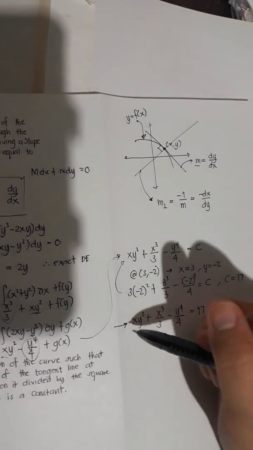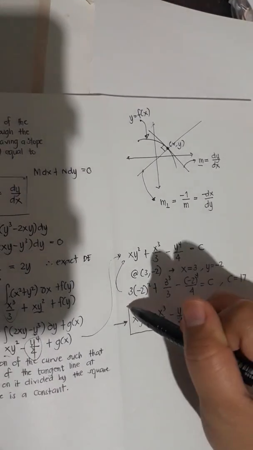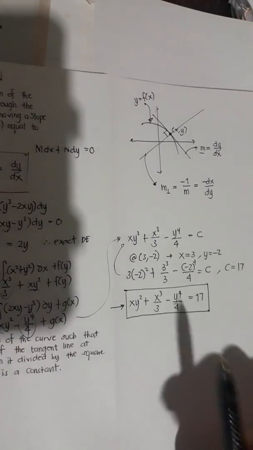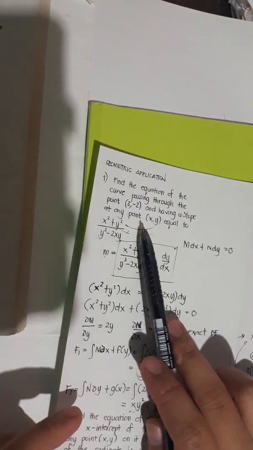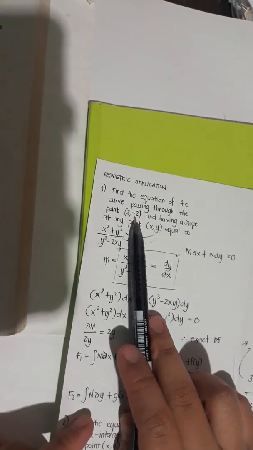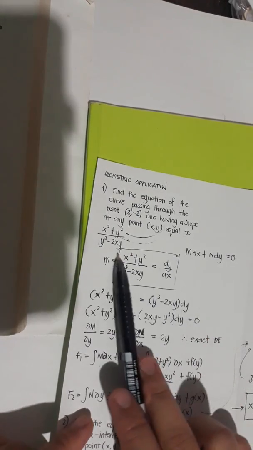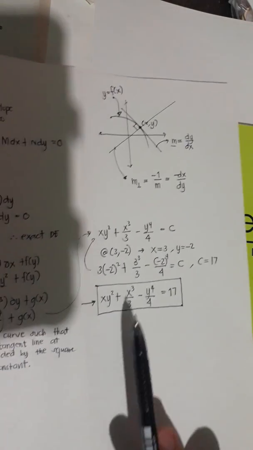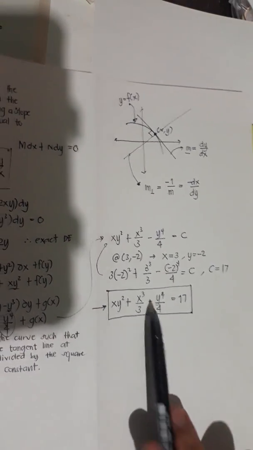So this is already an acceptable equation, and it's up to you how you will simplify this. This is now what is being asked in the problem: the equation of the curve that passes through (3, -2), where the slope at any point is described as x squared plus y squared over y cubed minus 2xy. So this is the equation of that curve.